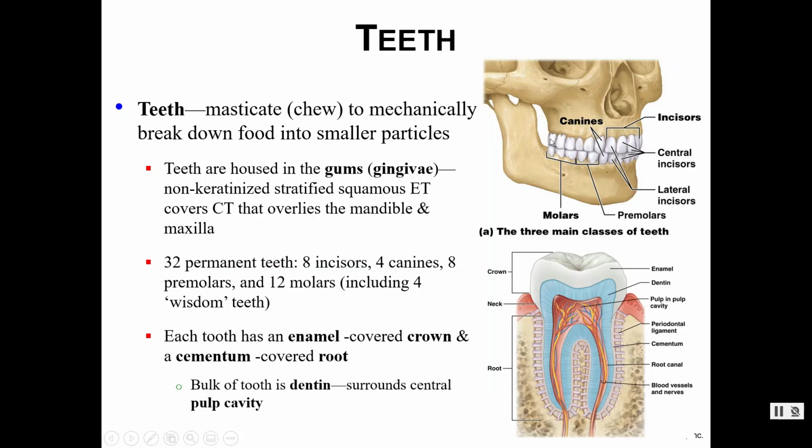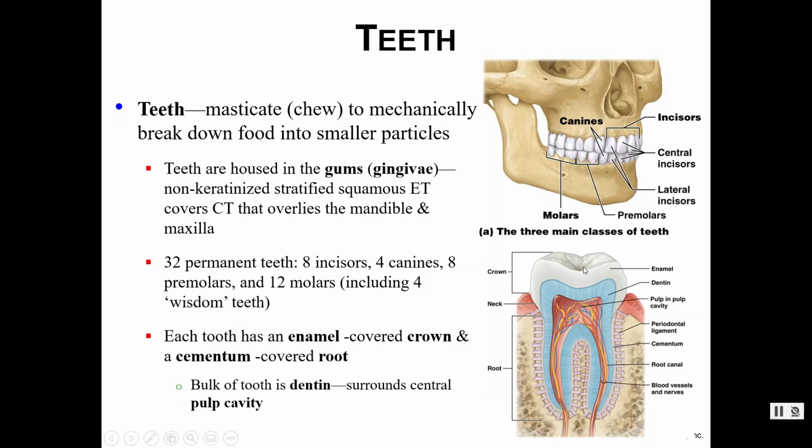And then last but not least, 12 molars. This does also include your quote-unquote wisdom teeth. So we would have 3 on top and bottom on both sides. Now, obviously, if you have had your wisdom teeth removed, this number will be a little bit lower for you, and that's okay. Now, each tooth individually is covered with enamel.